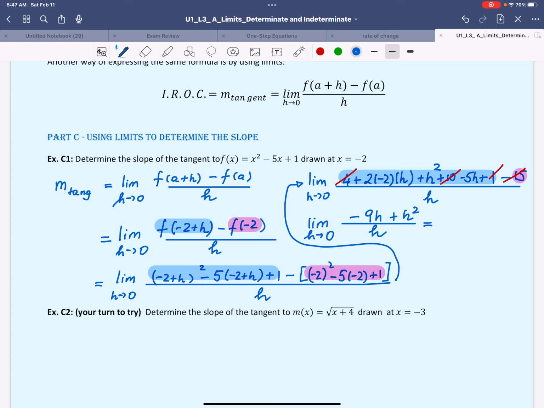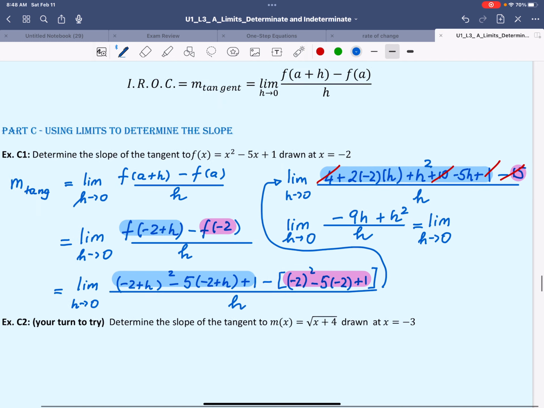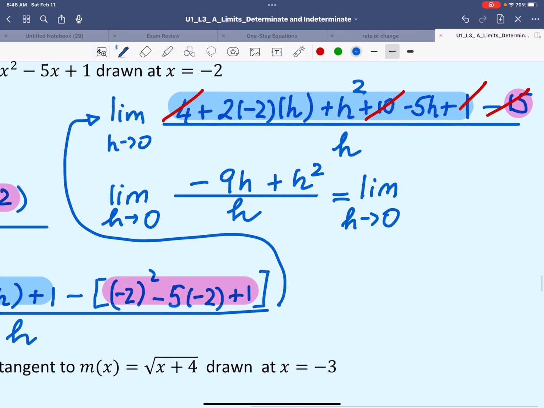And that's the way it's supposed to happen, right? So if we end up with a constant here, which means h is not a common factor, that means we've done something wrong and we have to go back and check what we have missed. So the limit as h approaches 0 of h times negative 9 plus h in here divided by h. And then we are going to simplify h.